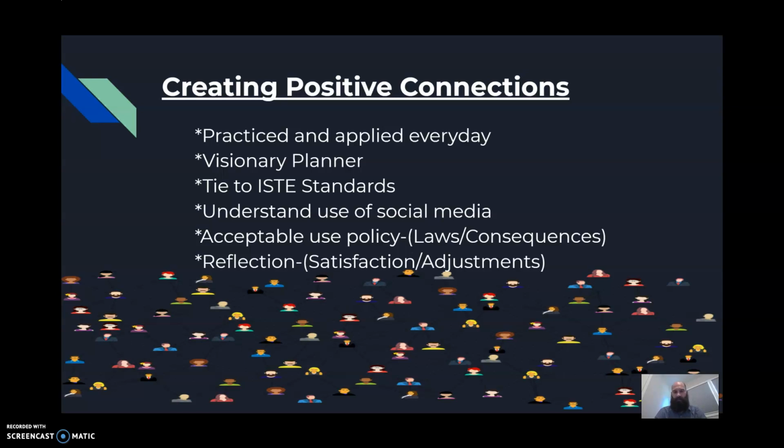Creating Positive Connections article. I loved this one. I spent my career as a band director, so I was constantly out in the community at football games, basketball games, parades, city events, performances, and I love the community connection. Creating these connections is so important to the success of me as a superintendent in the future, as well as the success of the district, therefore the students and the staff. It has to be planned and practiced every day in order for us to succeed. And I think it's important to always tie those back to the standards that we're aiming for, in this case the ISTE standards.